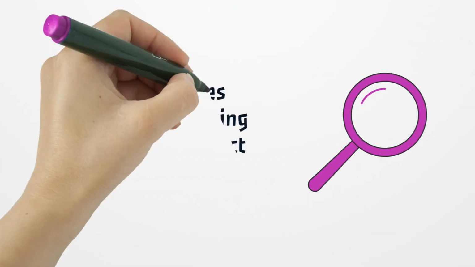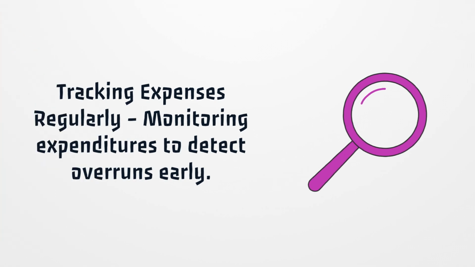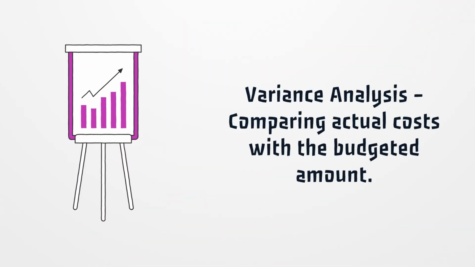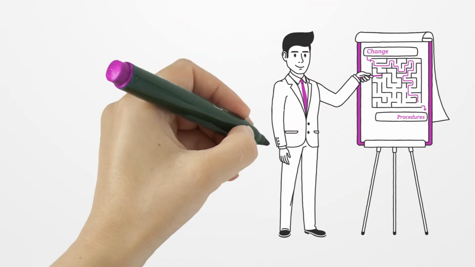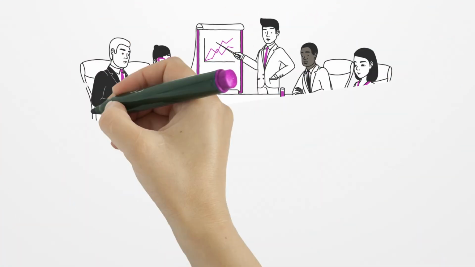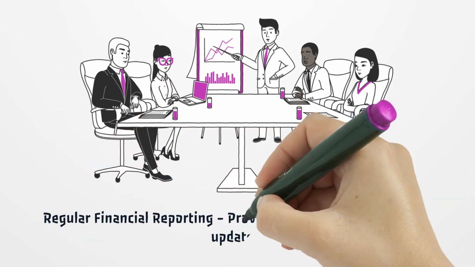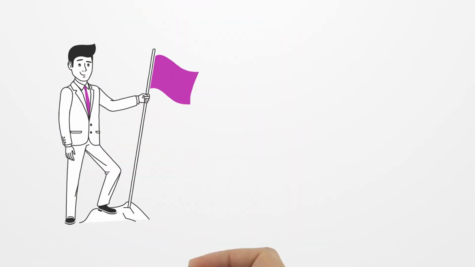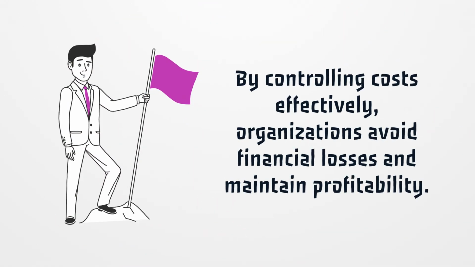Tracking expenses regularly, monitoring expenditures to detect overruns early. Variance analysis, comparing actual costs with the budgeted amount. Change control procedures, managing scope changes that may impact costs. Regular financial reporting, providing stakeholders with cost updates. By controlling costs effectively, organizations avoid financial losses and maintain profitability.